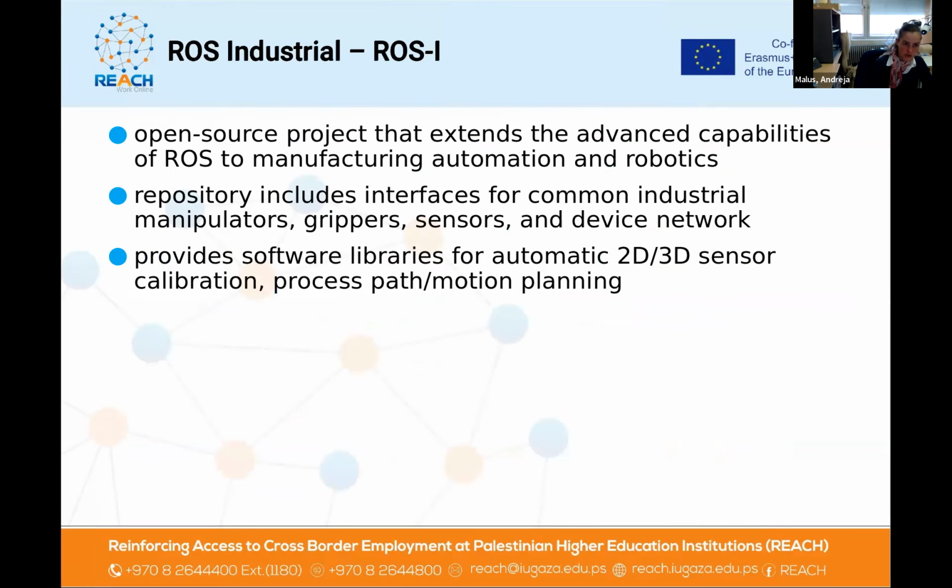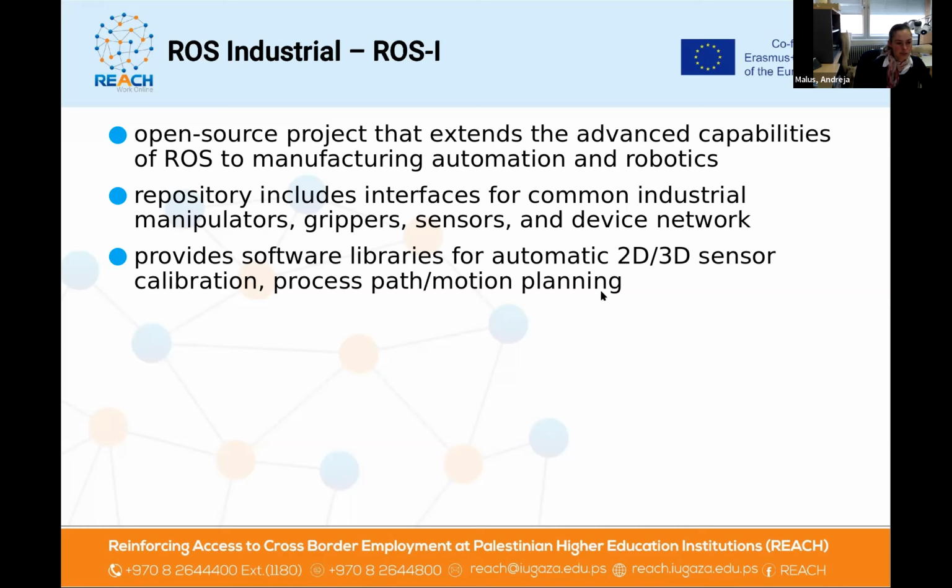So ROS Industrial, ROS-I, that is taking care of the MoveIt framework, is an open source project. Its aim is to extend the capabilities of ROS for the case of manufacturing, automation, and robotics. So today you have available a lot of repositories that include interfaces for industrial manipulators, gripper sensors, and device networks. So you can use it and create your own robot systems, just the way that you need it.